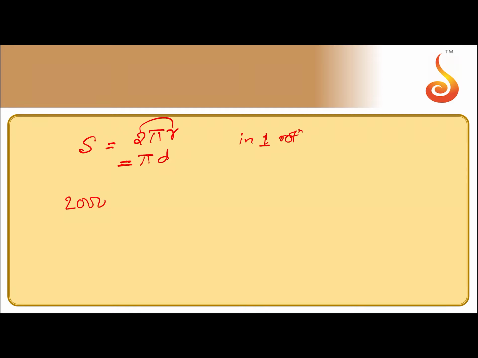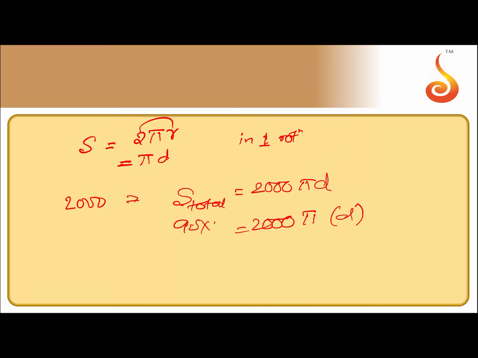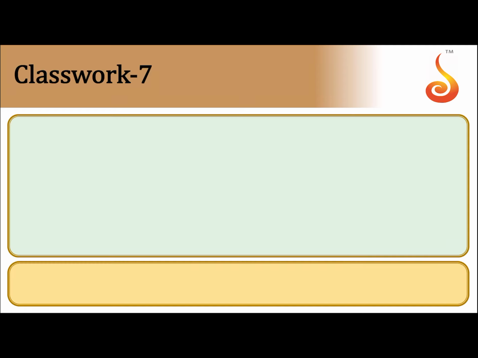Suppose I consider 2000 rotations, then the total distance traveled is 2000 into pi into d. So 2000 pi into d. What is that d? If you simplify it, this is what you have to find out. Distance traveled is 9.5 kilometer. So d turns out to be 1.5 meter. So the diameter is 1.5 meter.